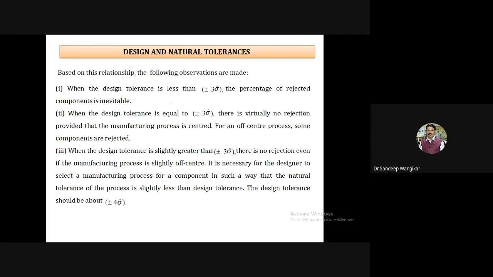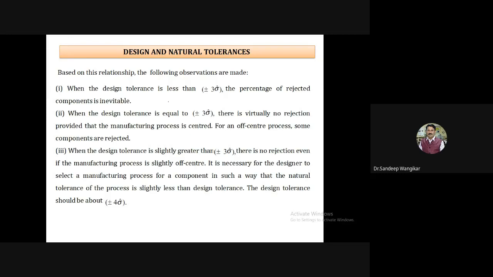Based on the relationship, some conclusions can be drawn. When the design tolerance is less than plus minus 3 sigma, the percentage of rejected components is inevitable; more rejections will certainly be there. When the design tolerance is equal to plus minus 3 sigma, there is virtually no rejection. Theoretical means an imaginary concept, no rejection.